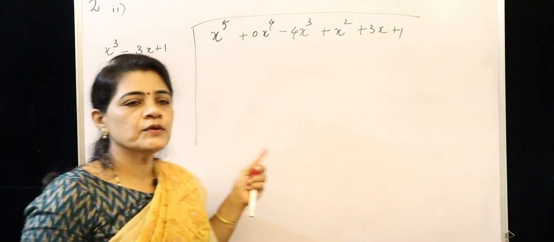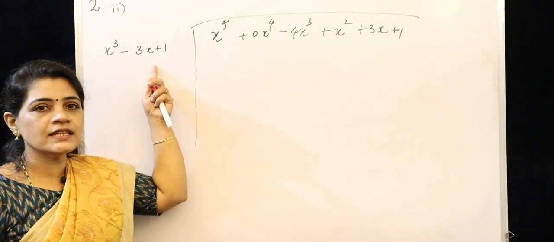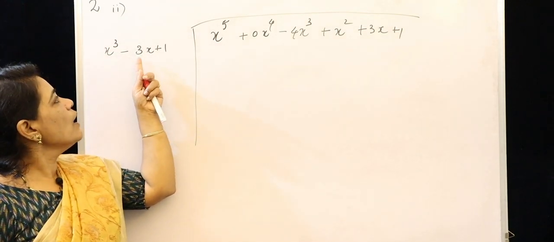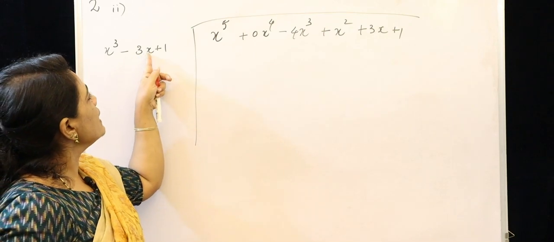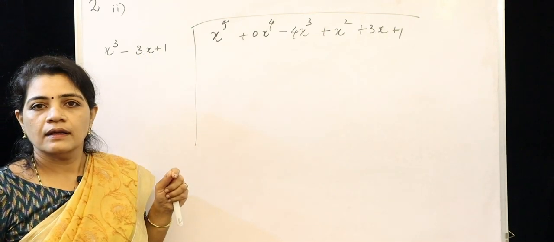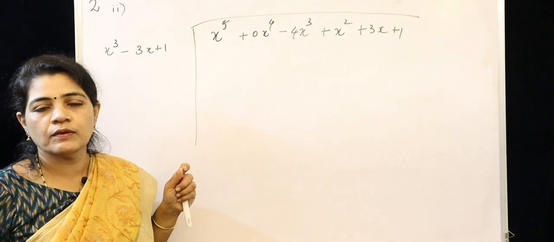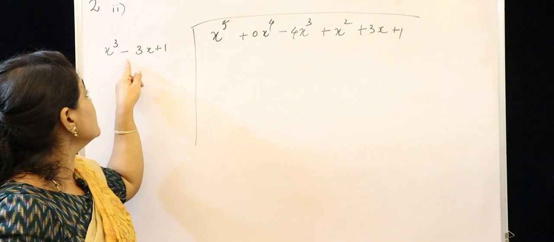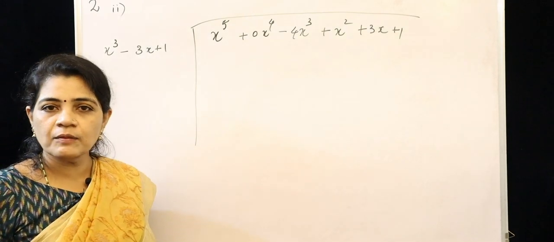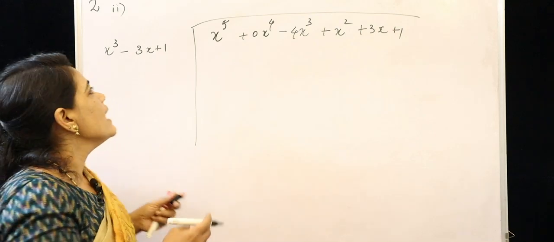At the same time, you see that this g of x, that is x raised to 3, now we have only 3x plus 1. Okay, minus 3x plus 1. That means here the x square term is missing. Okay, that means I am going to add that x square term.